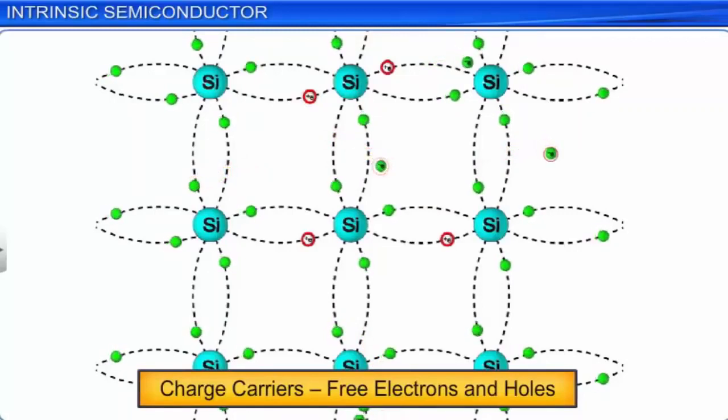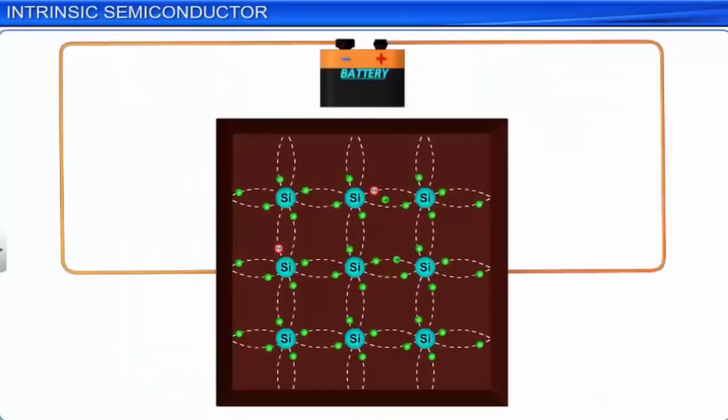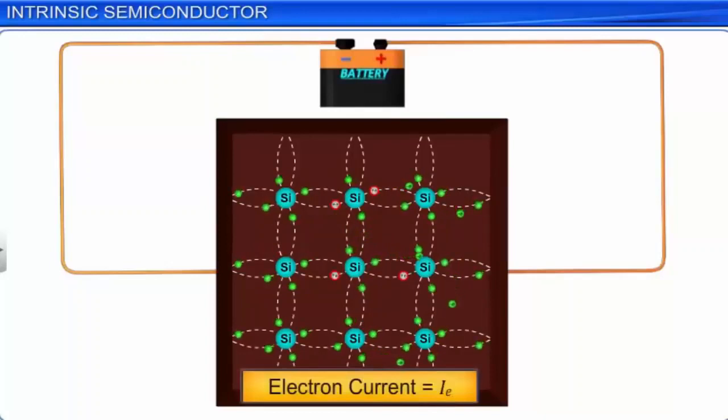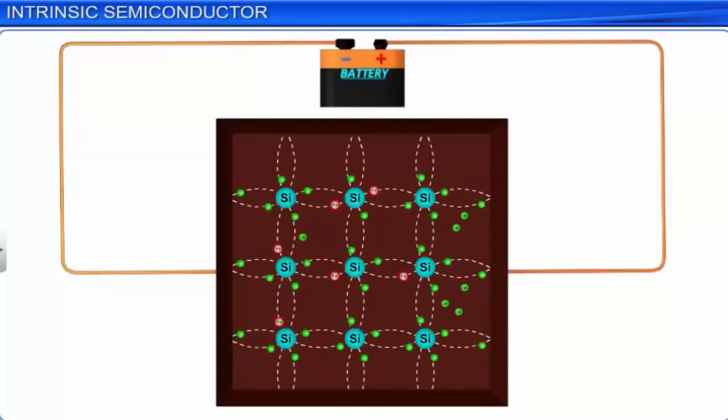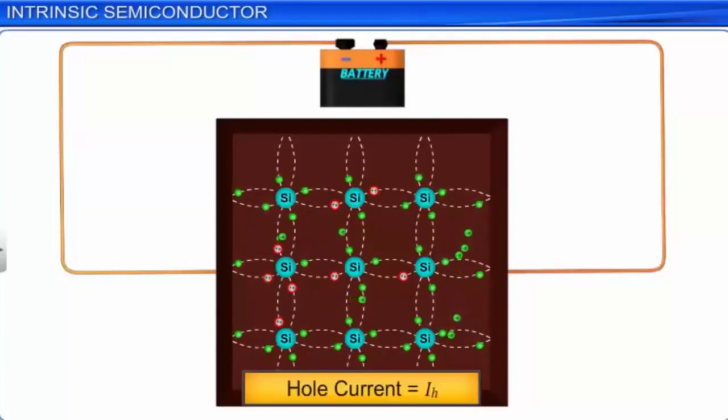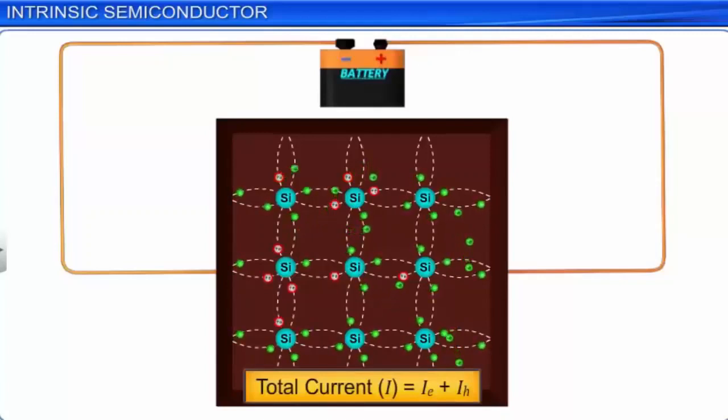When an electric field is applied across a semiconductor by connecting it across the terminals of a battery, the free electrons move towards the end connected to the positive terminal and generate an electron current denoted by IE. The holes shift towards the end connected to the negative terminal and generate a hole current denoted by IH. The total current flowing through the semiconductor is equal to the sum of the electron current and the hole current.